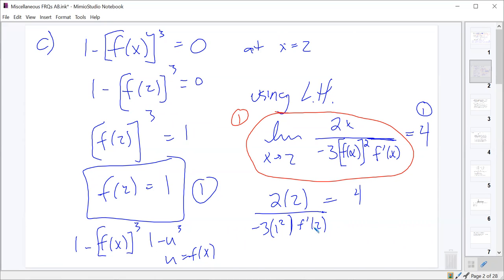All right, so then we're going to multiply this all through. So we're going to have 4 equals, and this is going to become a negative 12 f prime of 2. And we'll divide by the negative 12, which will give us f prime of 2 on the right. And on this side, it should give us negative 1/3. And that was worth 1 more point. We're getting there. So 4 points for part C.